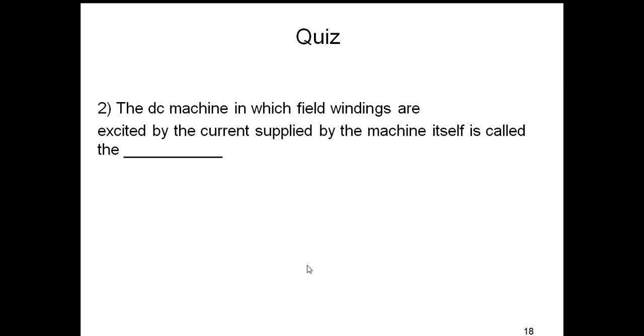The second one: the DC machine in which field windings are excited by the current supplied by the machine itself is called self-excitation.